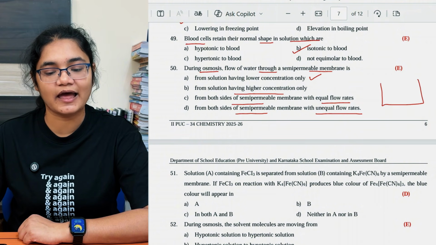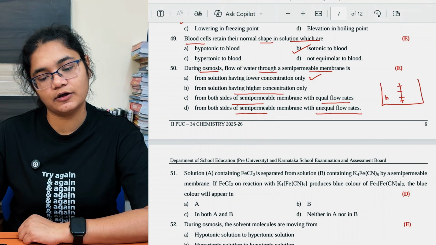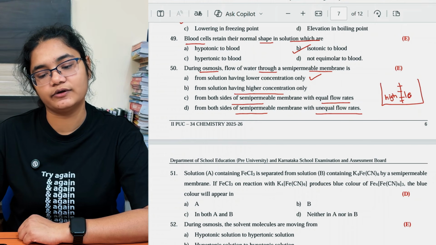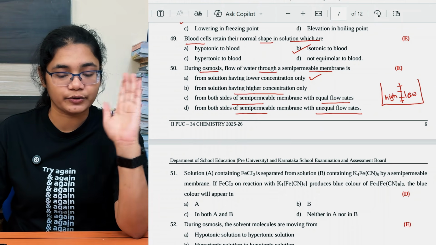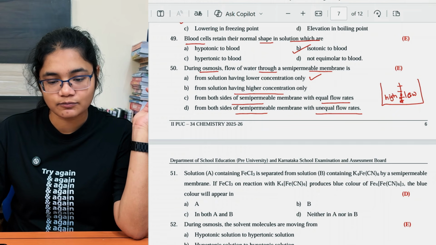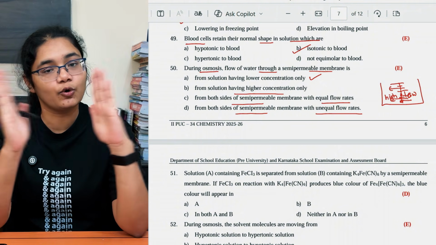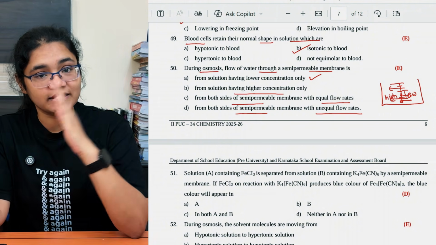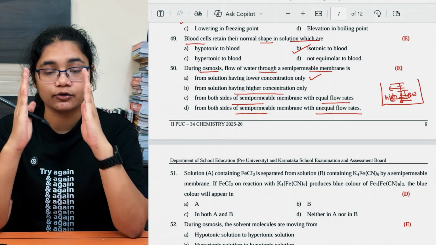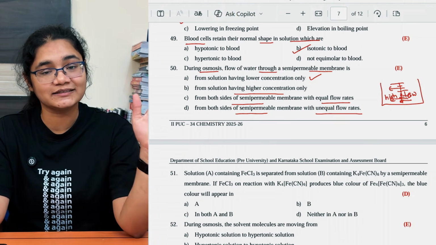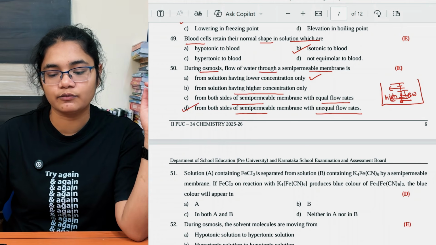See what happens when you have this semi-permeable membrane, okay, there are gaps in between, right? So this is, for example, the higher concentration side and this is the low concentration side, but this semi-permeable membrane is such that only solvent particles can pass through it. So the water molecules present at this border will pass to this side, and the water molecules present here will come to this side. So there is flow on both the sides, but the net flow is from the lower concentration to the higher concentration. The movement of water across the semi-permeable membrane takes place from both the sides at unequal rates, okay. So from both the sides of the semi-permeable membrane with unequal flow rate.